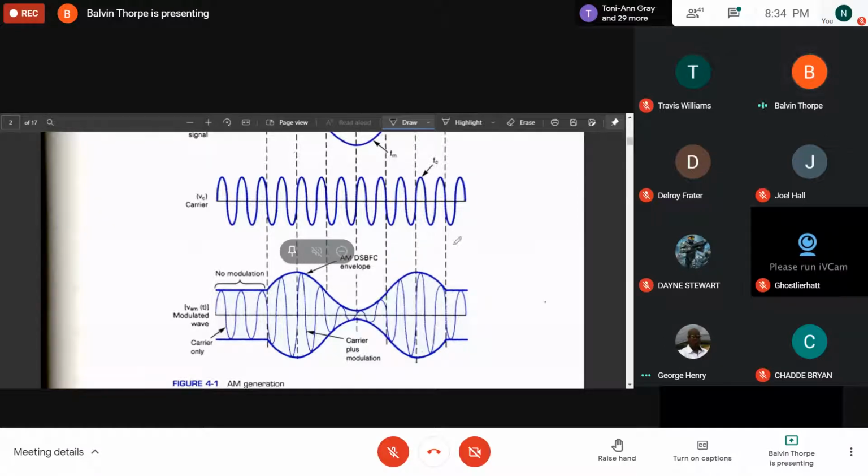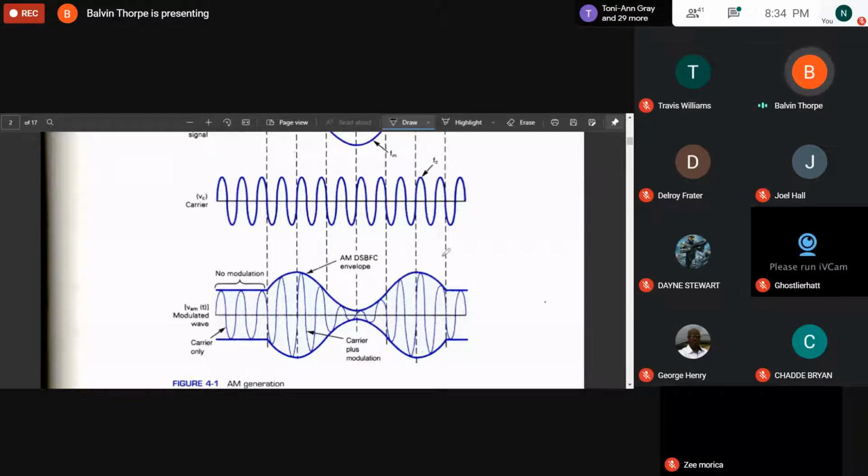So that's good. What it means is that as soon as noise hits the envelope, it is affecting the carrier just as much as it's affecting the information. In this case, the information is hidden inside here. So as soon as the noise hits here, it will be hitting the carrier.